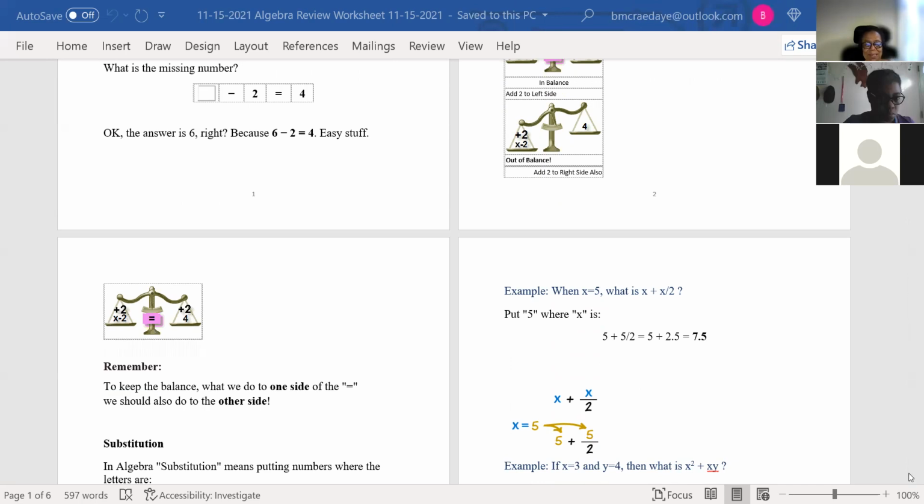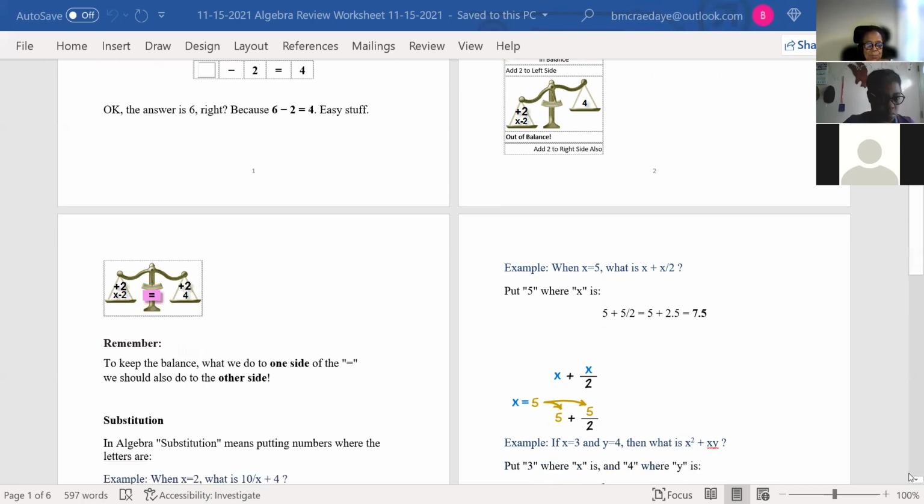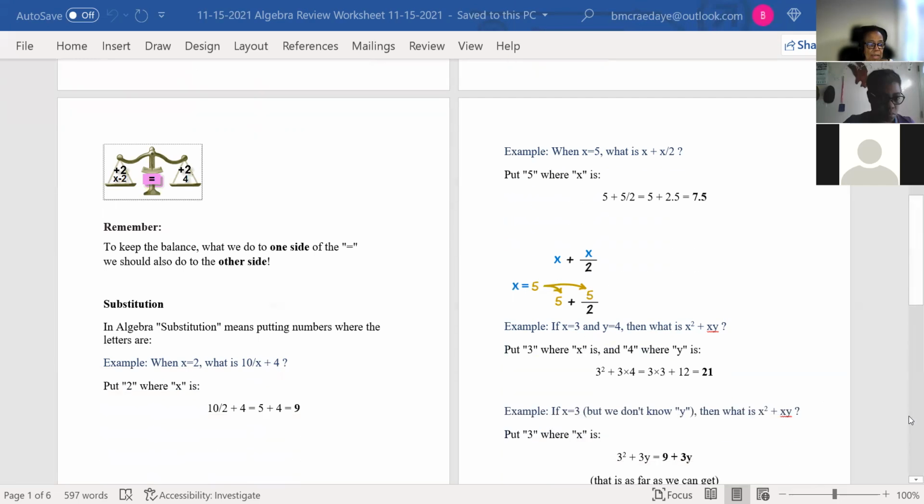Now, what do we mean by substitution, Maureen? When we say substitution, what do we mean? This is substitution. It's me putting numbers where the letters are. That's right. Putting numbers where the letters are. So I think I gave you a question where you had some variables, and I gave you what those variables were equal to. And then in the equation, you had to substitute those numbers and find the value of the equation. So that's all substitution is, putting numbers where the letters are.